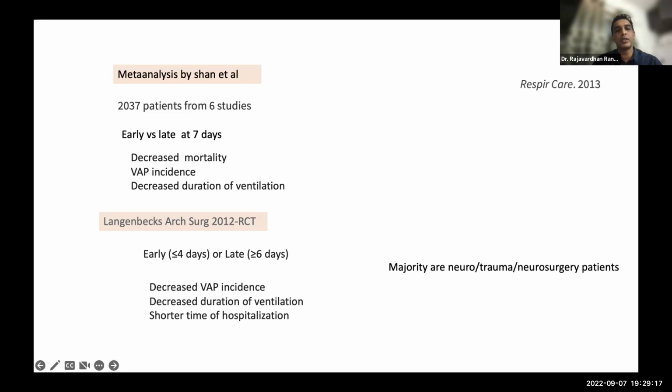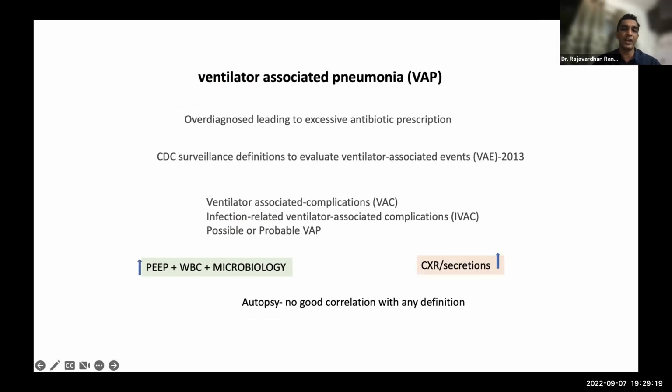Okay. When all these things were going on, one more thing was developing in the field of critical care. What is VAP exactly? Initially, clinicians used to go by the word of clinicians: it is VAP. In the meantime, they felt that clinicians were over-diagnosing VAP. They decided it was better to make it an objective rather than a subjective definition. So the CDC came up with a definition. They included PEEP, change in PEEP, WBC, and microbiology, but they excluded chest X-ray and secretions from the definition.